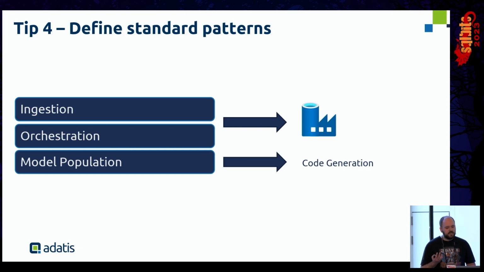So in the case of ingestion and orchestration, there's standard metadata-driven patterns that we can use within Data Factory. And for populating our data model, we can look at using code generation or some of the automation tools that are out there to create some of that boilerplate code for us, so we're not constantly repeating that process and copying and pasting code every time we look to build out an object within the platform.